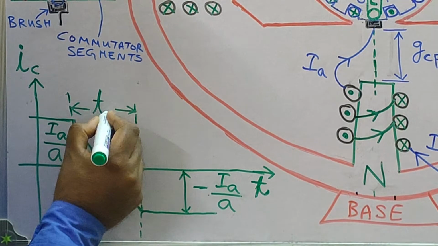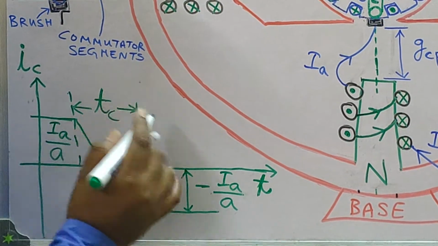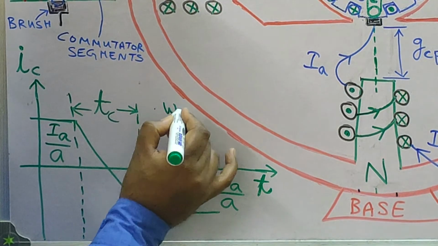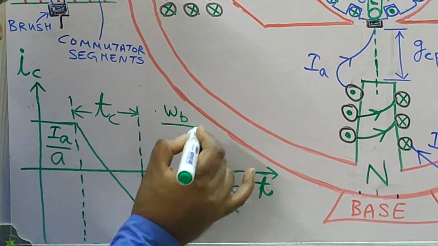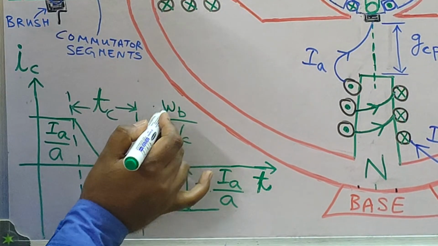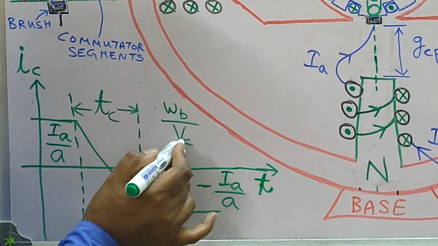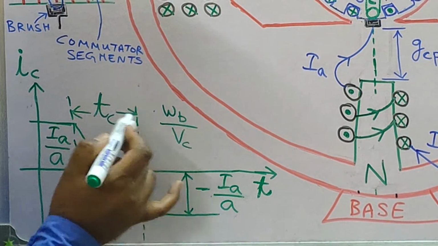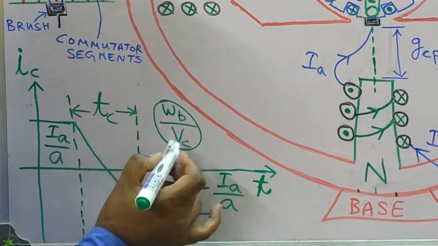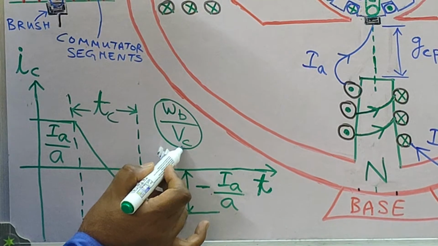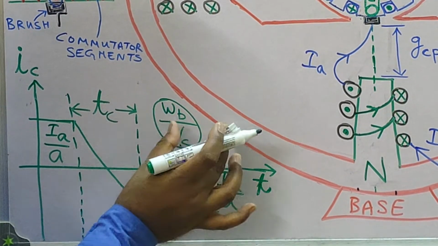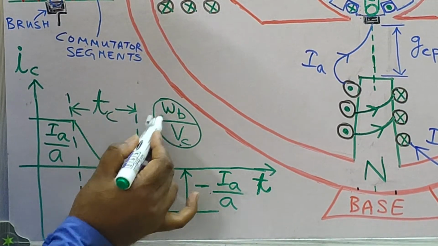Now the commutation time TC is given by brush width, let's say WB, and say Vc is the peripheral velocity of the commutator. So brush width, that is distance, divided by speed is what? Time. So commutation time TC is nothing but WB by Vc. What is Vc? Vc is the peripheral speed of the commutator and WB is the width of the brush. So TC equals WB by Vc.